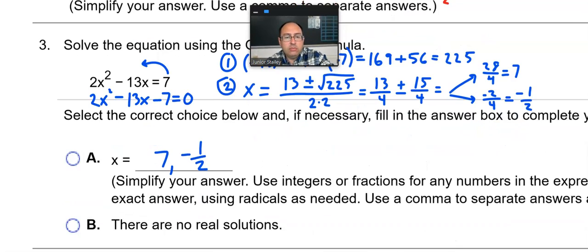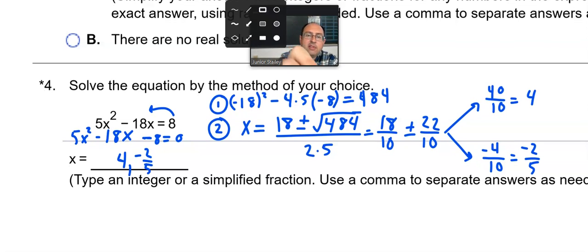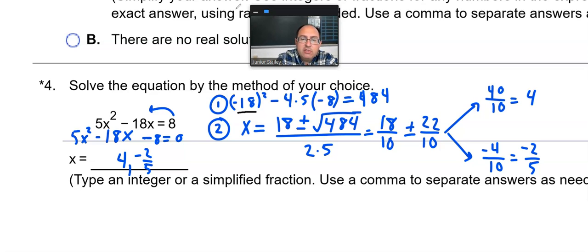Moving on up. Question 14, more practice. So we moved the 8 over, and then we started the process. b squared minus 4 times a times c. That gave me 484.